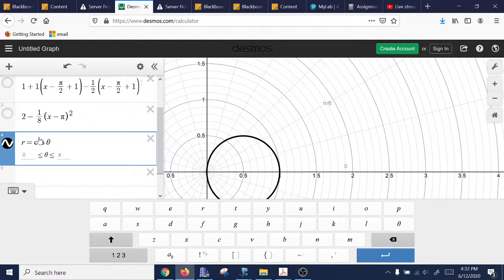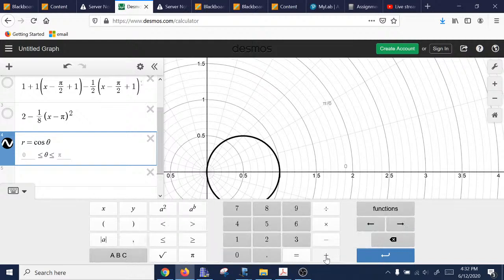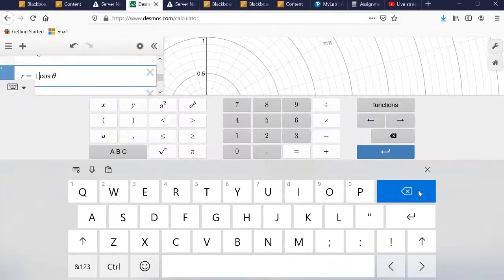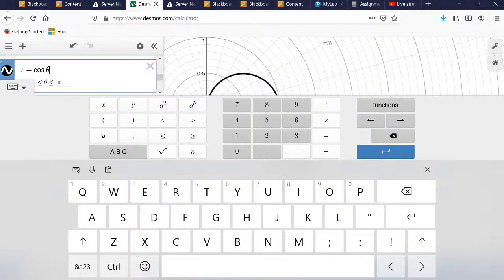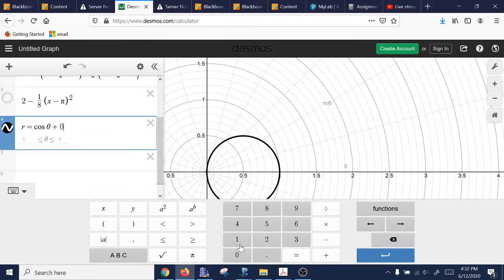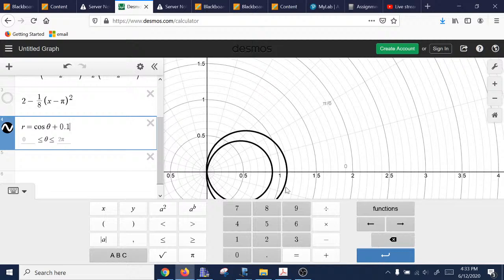Cosine theta looks like this. It's the same circle, but only half as big. If I add a little bit to that, that's not what I meant to type. Let's put the plus 0.1 on this side. Plus 0.1. By adding a little bit, I'm sort of perturbing the double loopiness of it going on. So now one of my loops is a little bigger and one of my loops is a little smaller.